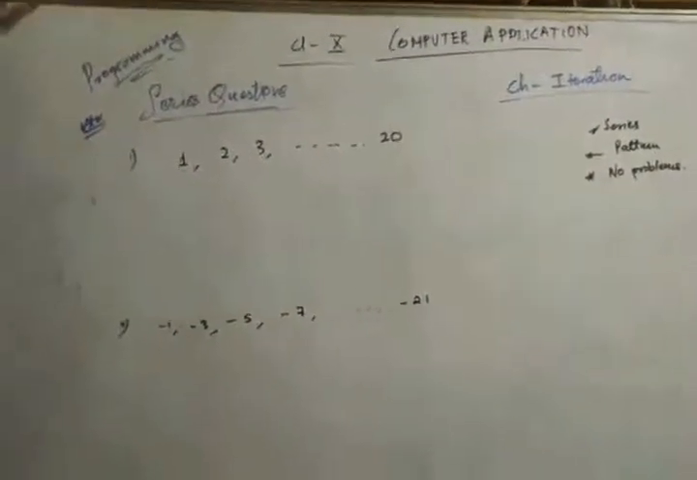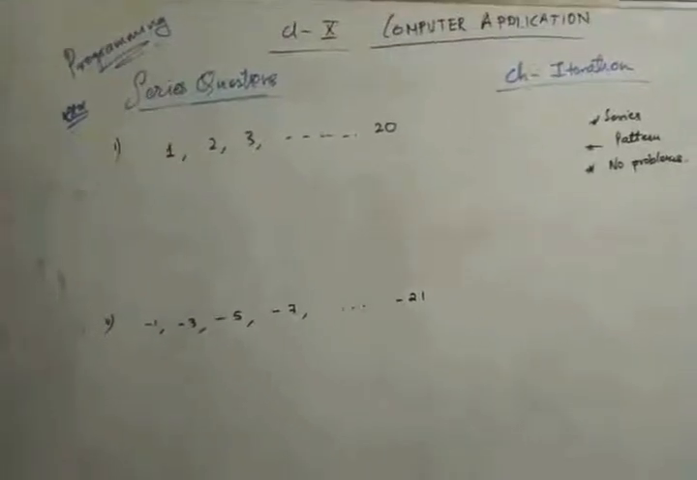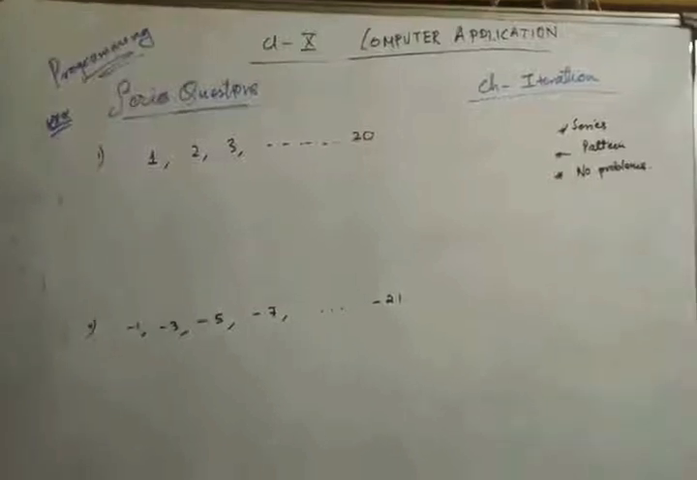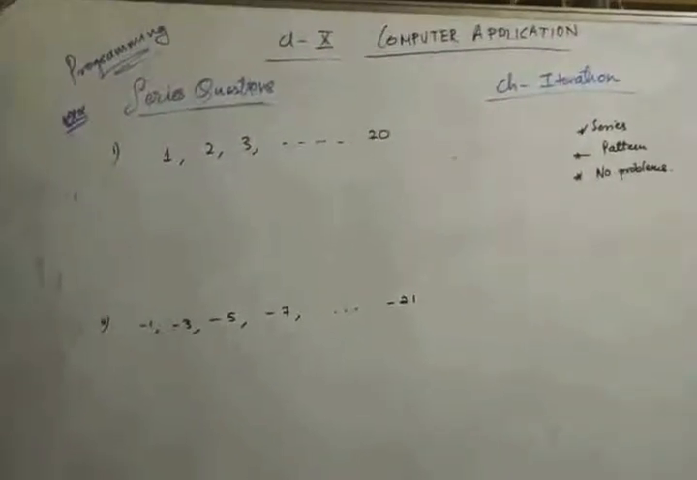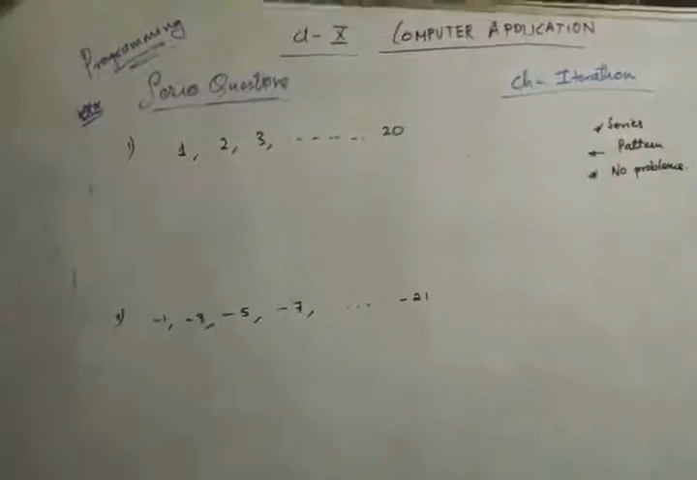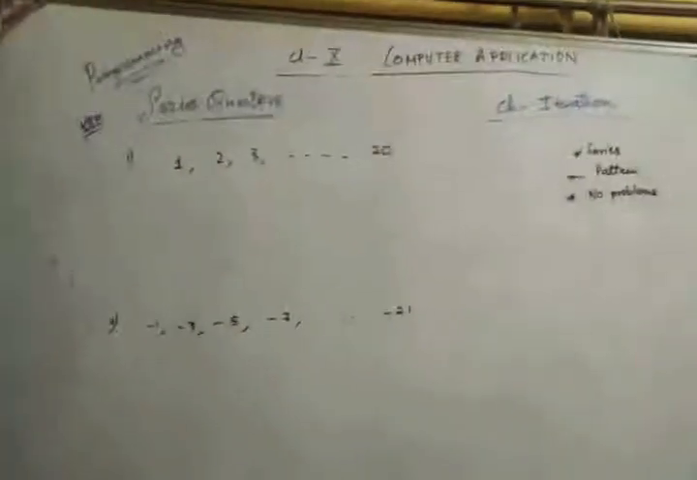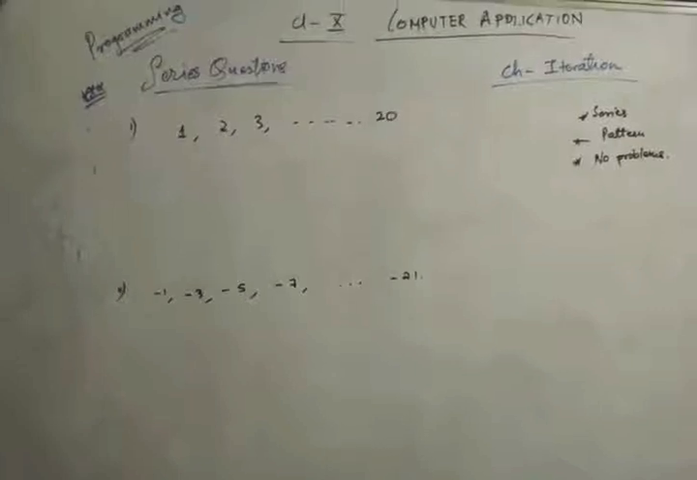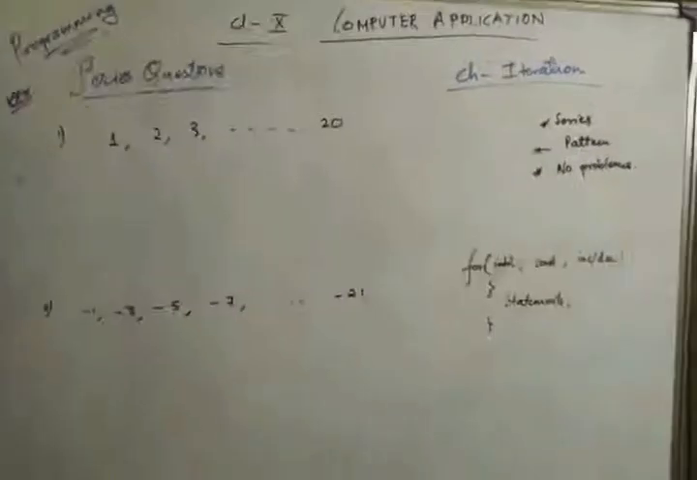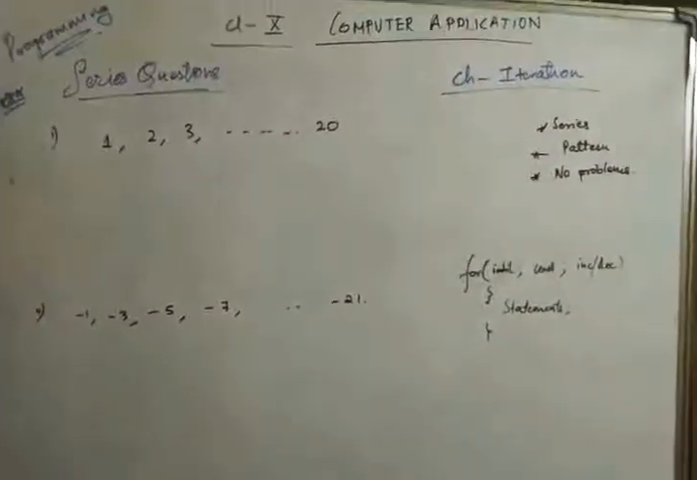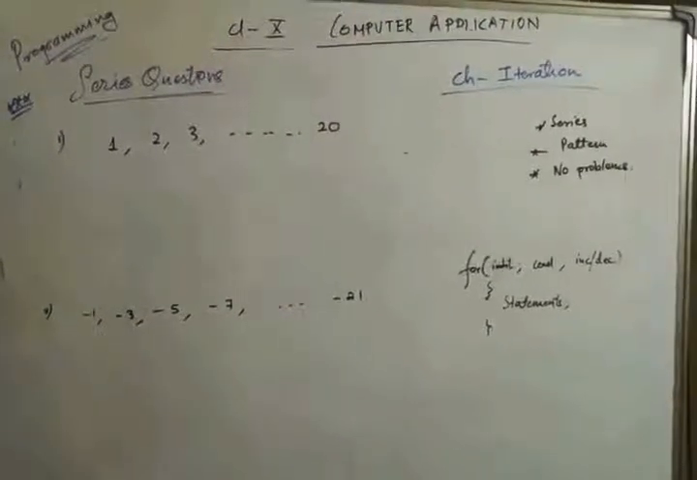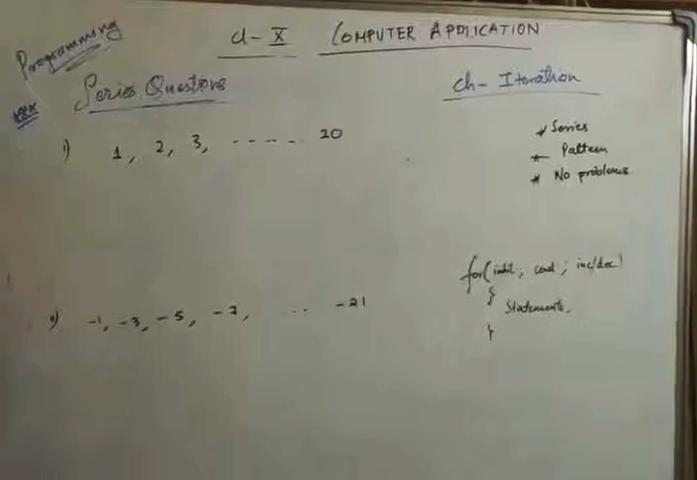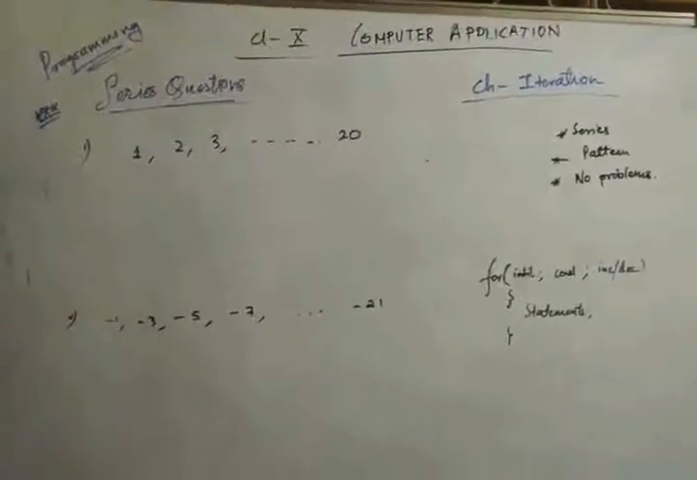We have done three kinds of loops: for, while, and do while. You have already learned the syntax and the way to write the loops. Since we are going to solve these questions with the help of the for loop, let's revise the syntax of the for loop. To revise the syntax, I have written it on the right: for, in the brackets we have initialization, then condition, then increment or decrement, then the statement.